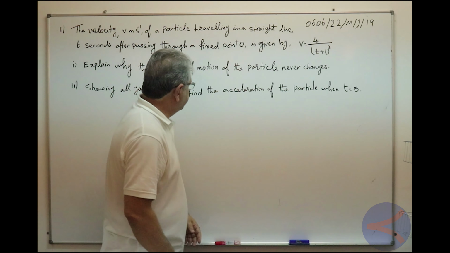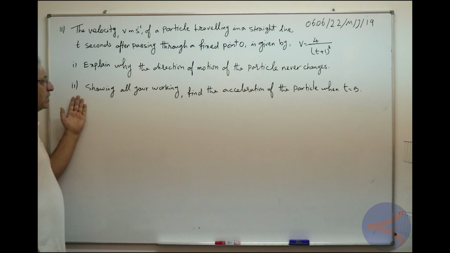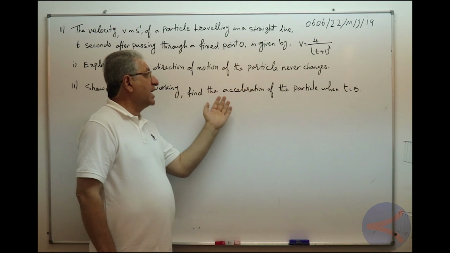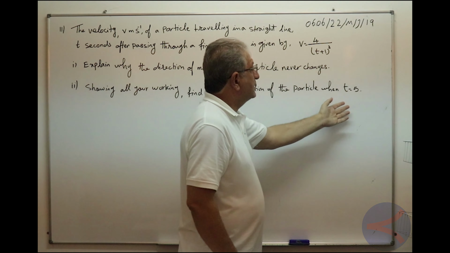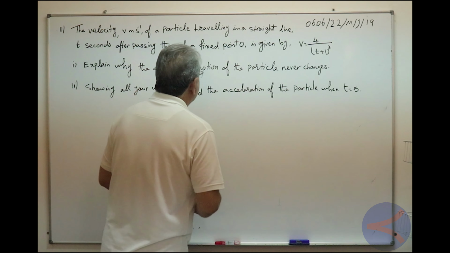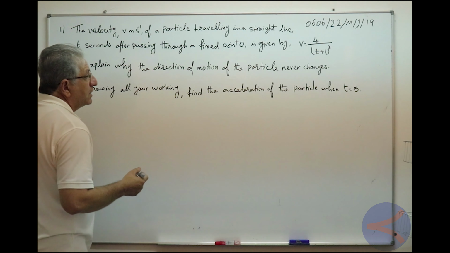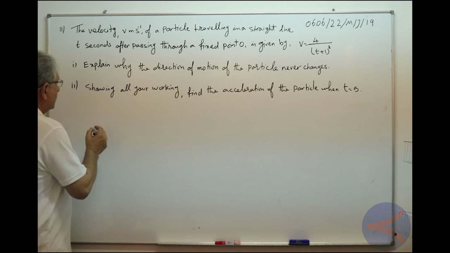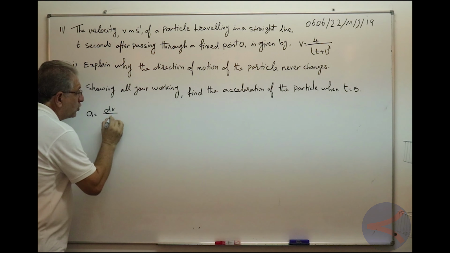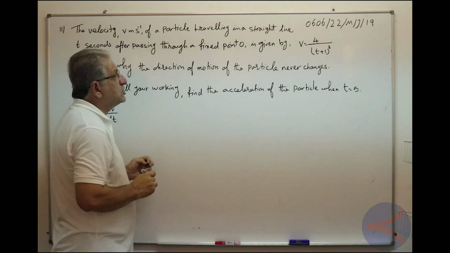The second part of the question is asking, showing all your working, find the acceleration of the particle when t is equal to 5. Now, we are going to find the acceleration of this particle when t is equal to 5. Therefore, we know that acceleration is equal to dv by dt. So I need to differentiate this.